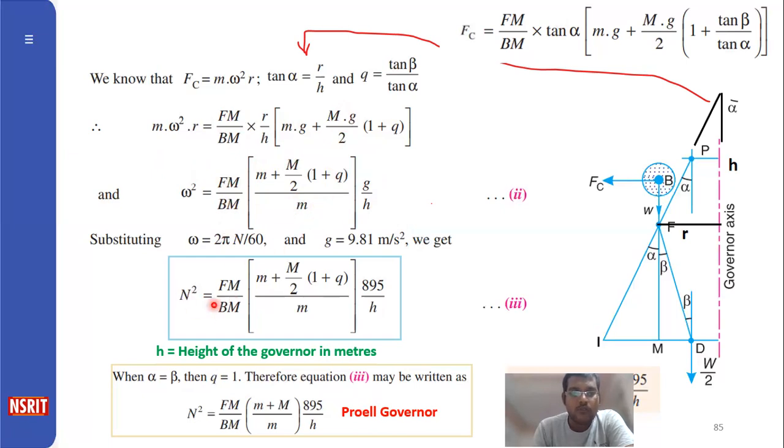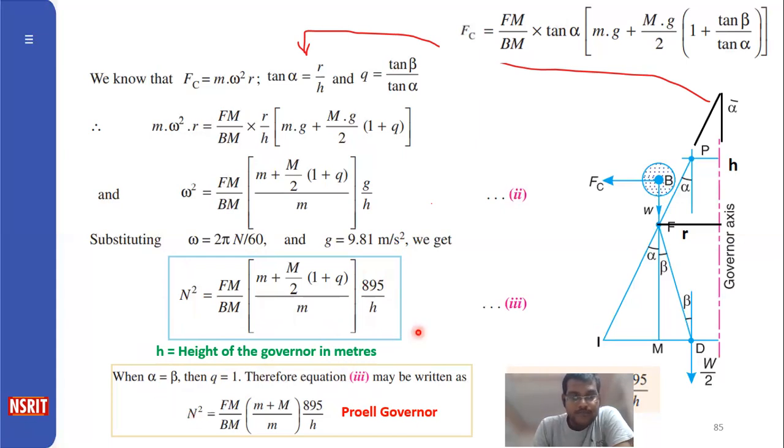In this equation, we have the formula omega angular velocity 2 pi N by 60. Let us substitute in this equation based on scale. We know the G value is 9.81 meter per second square. After substitution, we will get 895 by H. The term remains the same, only the base of omega square, 2 pi N by 60 whole square, and this is the G value. Then finally we'll get 895 by H. This is the N square is equal to Fm by Pm. That is the speed. But in the exam, they ask to find out the height of the governor in meters.